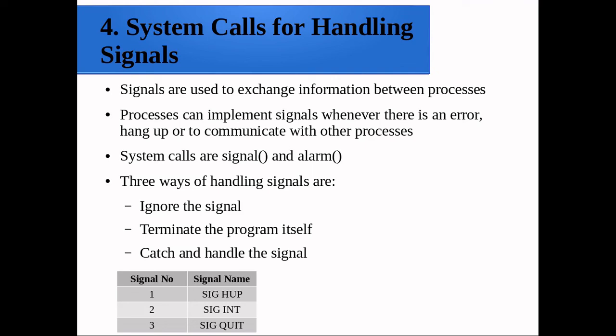The signal system call will perform the corresponding signal function. Alarm means each process is set with an alarm. Once it goes off, it will send an alarm signal to the corresponding process. Then these are the three signals commonly used: SIGHUP, SIGINT and SIGQUIT. That's all about system calls.